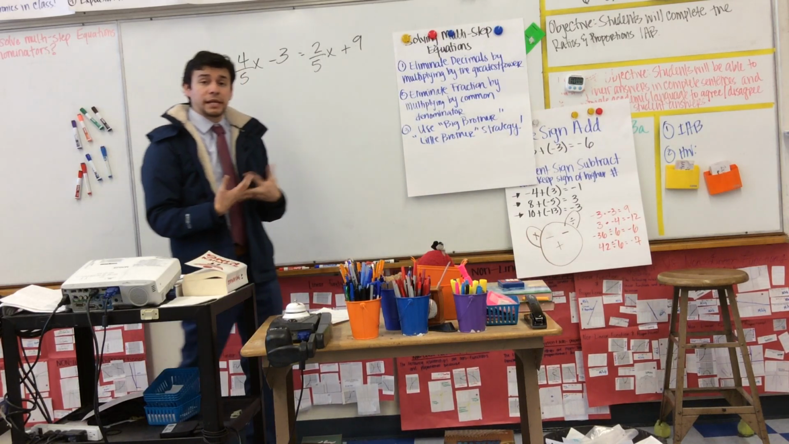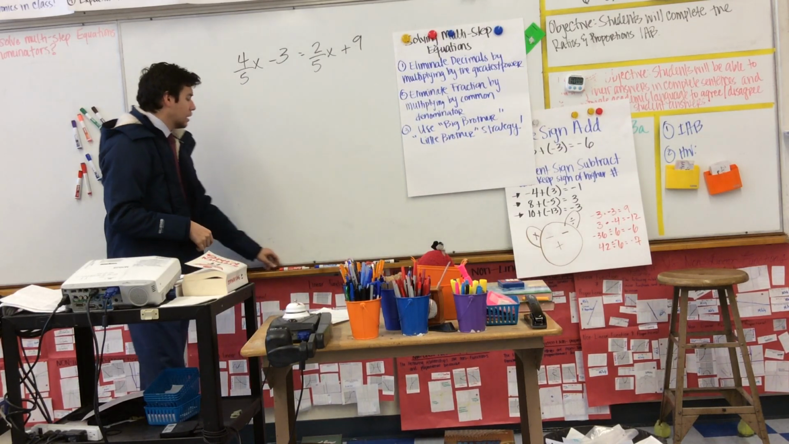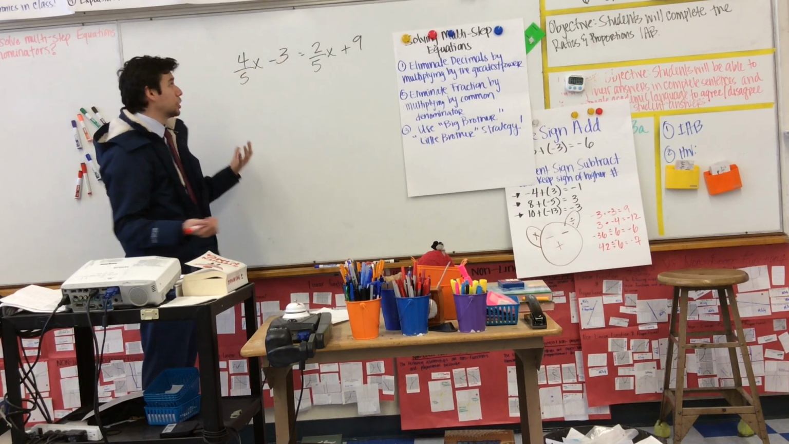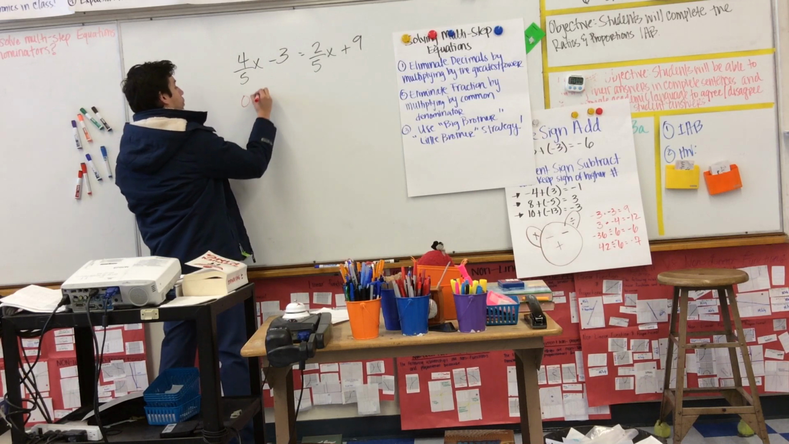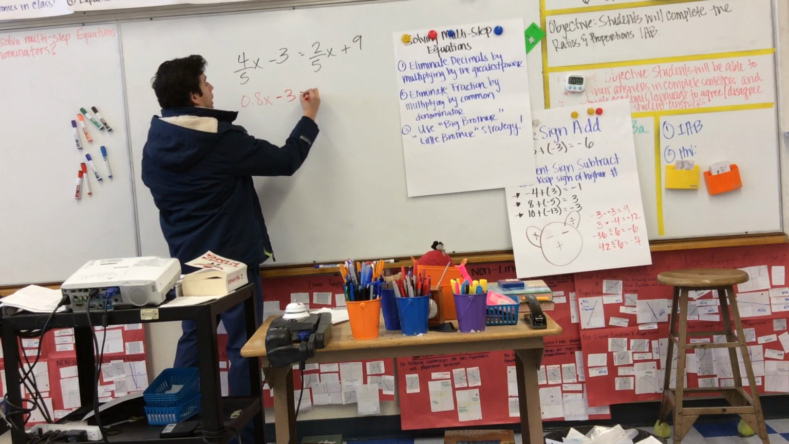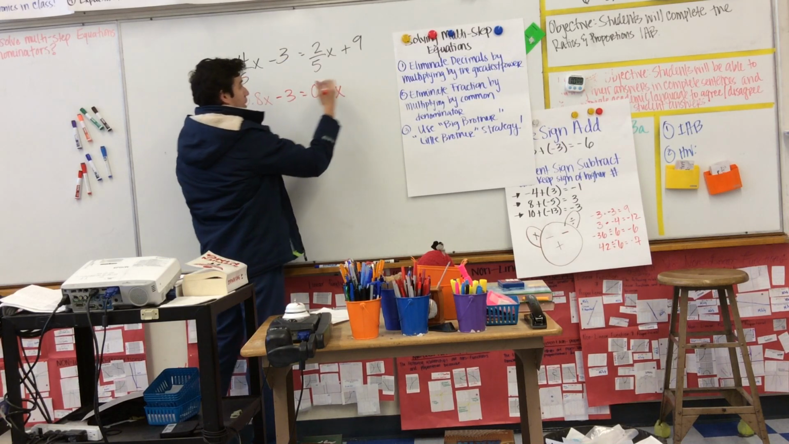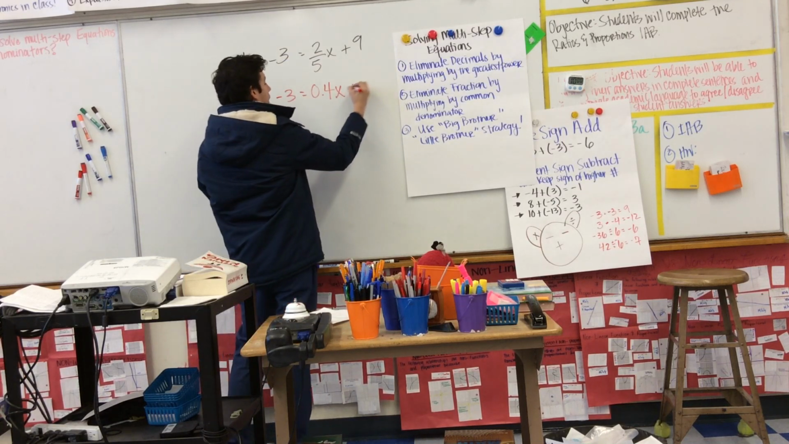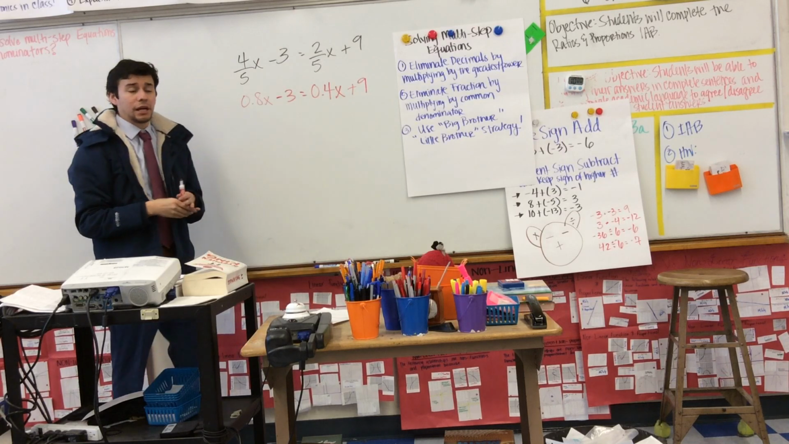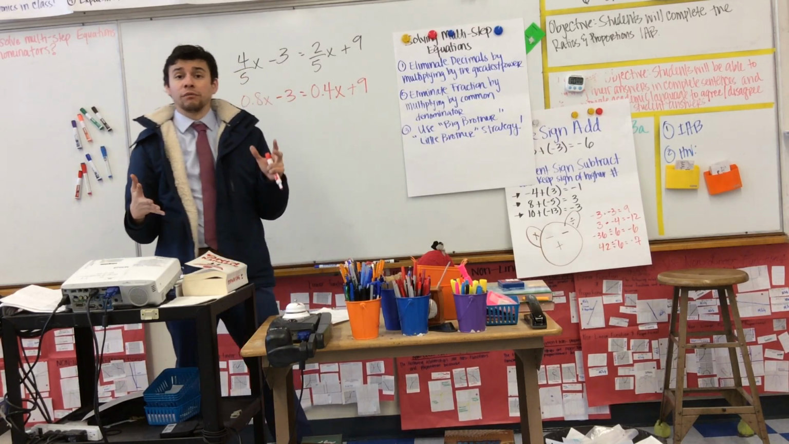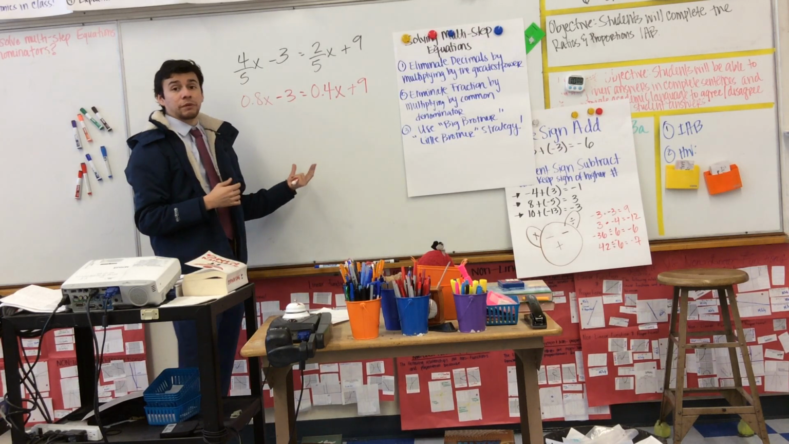Now, a lot of you guys brought up the idea of, well, can I just turn the fraction into a decimal? Which you could. 4/5 becomes 0.8x minus 3. 2/5 becomes 0.4x if you turn that into a decimal. And that becomes a plus 9. Then, obviously, you look at the largest place value, which is the tenths place, then multiply all of them by 10. And that's how you would figure out the answer.